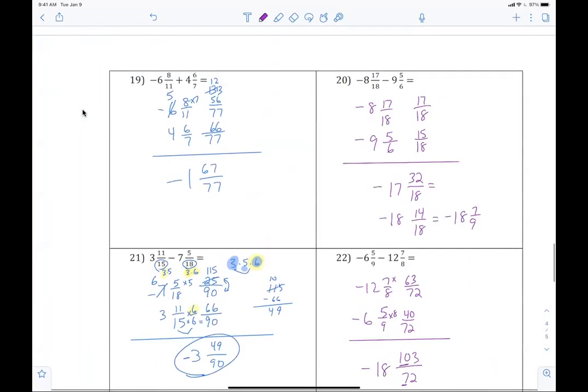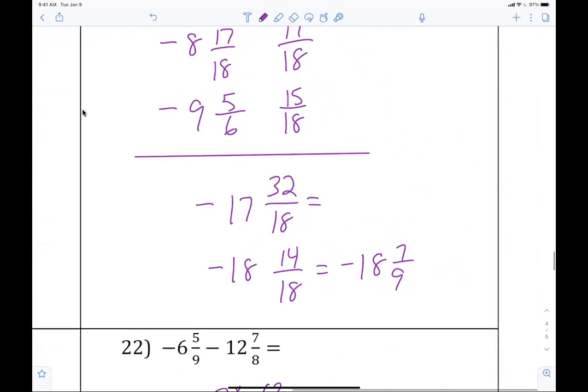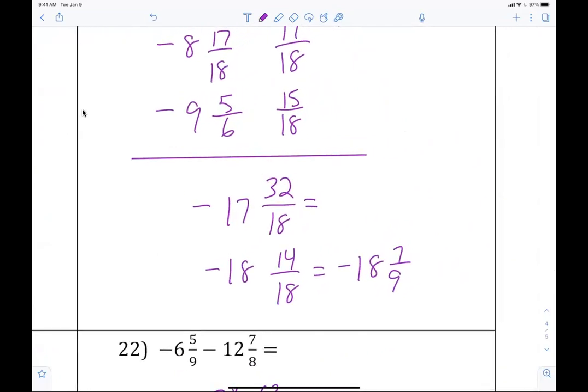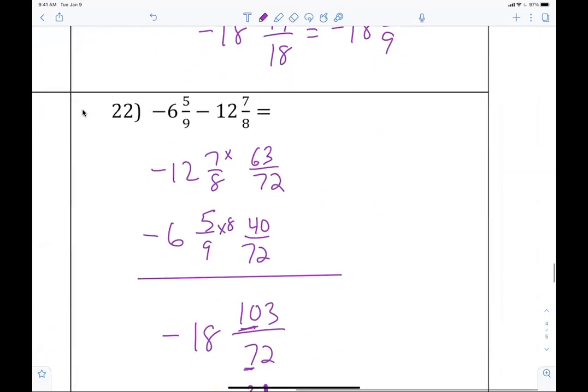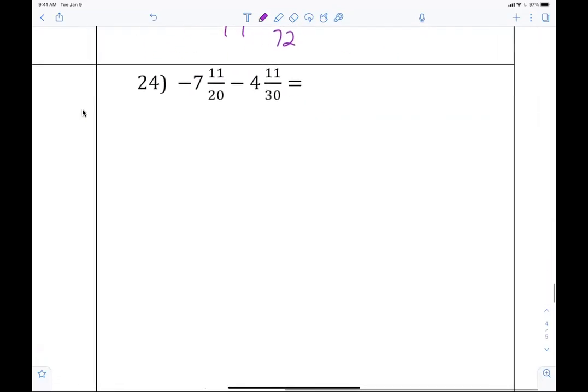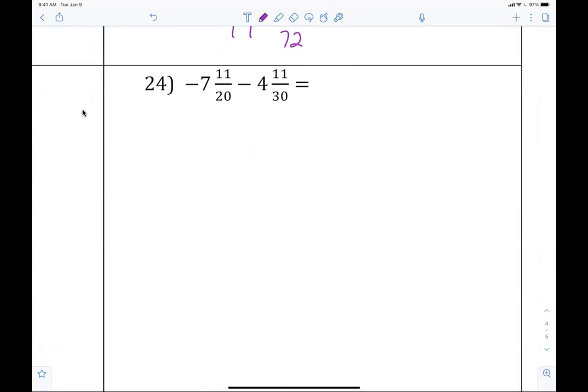Number 20. Somebody has a question on 20. I can't imagine why, but we'll go ahead and show him. You good? Yes, of course. It really does. All right. Yeah, let's do you.